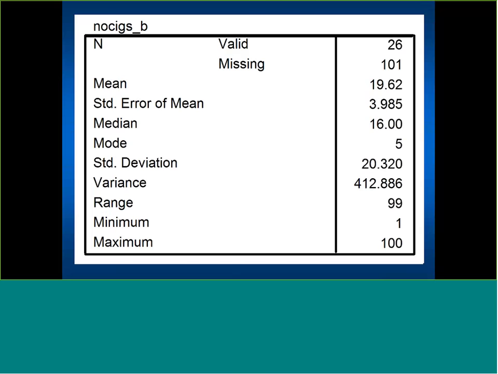So the average number of cigarettes smoked is 19.62, plus or minus the standard deviation of 20.3. My minimum is 1, my max is 100, so my range is 99. So typically I would report the mean plus or minus the standard deviation. Sometimes you see the median listed instead, and usually that's for a skewed distribution or one that's not normally distributed.